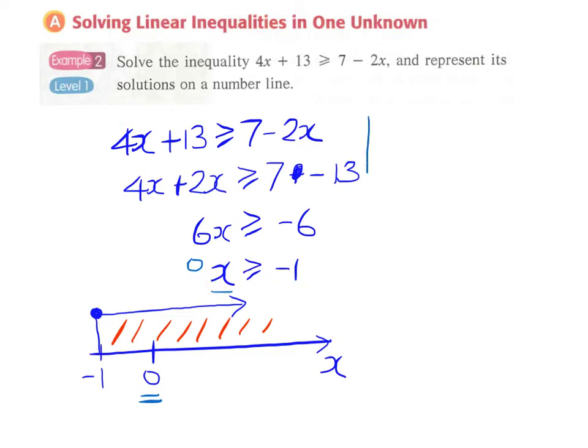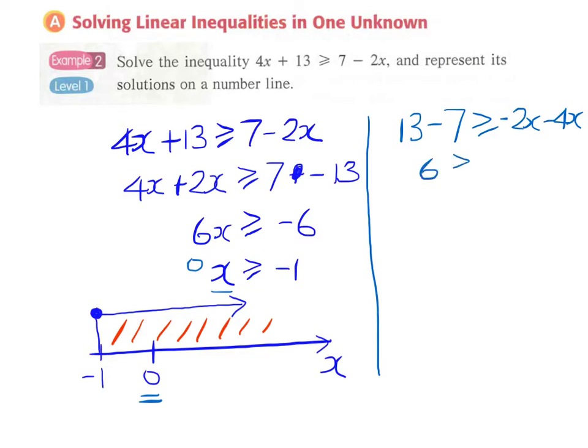And in fact, there is another way of doing the same problem. Actually, we can move plus 4x towards the right side. But this is a more difficult approach, because if we move 4x to the right side, then we have minus 2x minus 4x, and then we have 6 is greater than or equal to minus 6x. And finally, we have to divide both sides by minus 6.